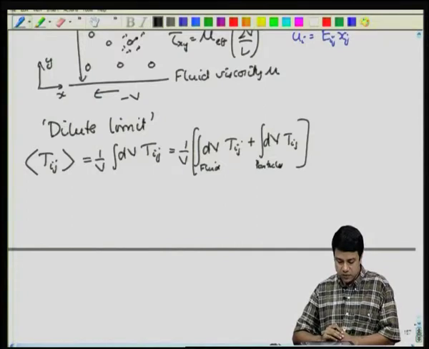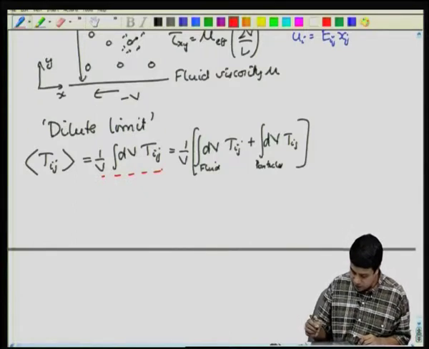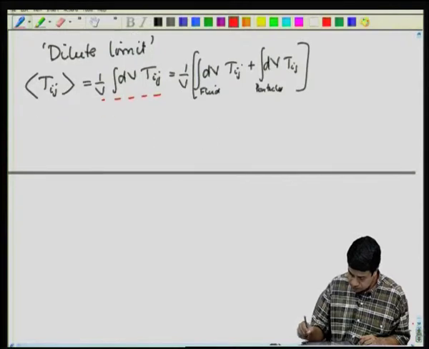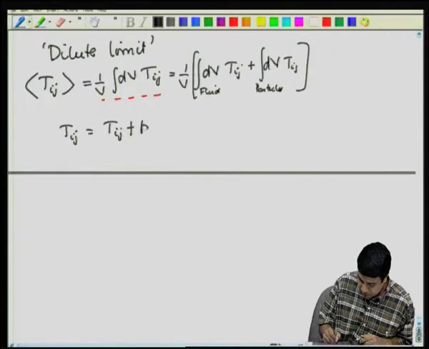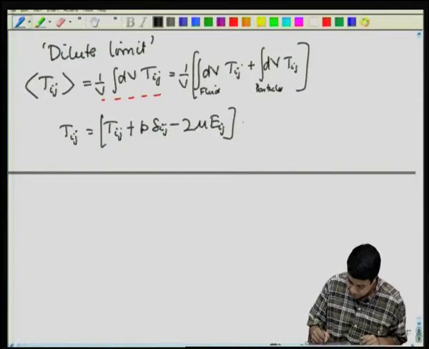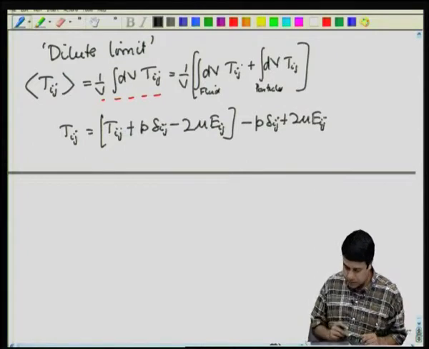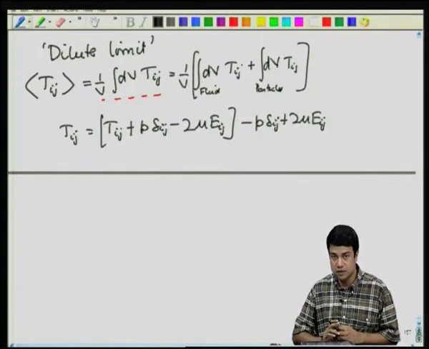So, what I will do is that I will write down this expression for Tij as Tij plus P delta ij minus 2 mu Eij, where Eij is the rate of deformation tensor locally. Eij is the local rate of deformation tensor.